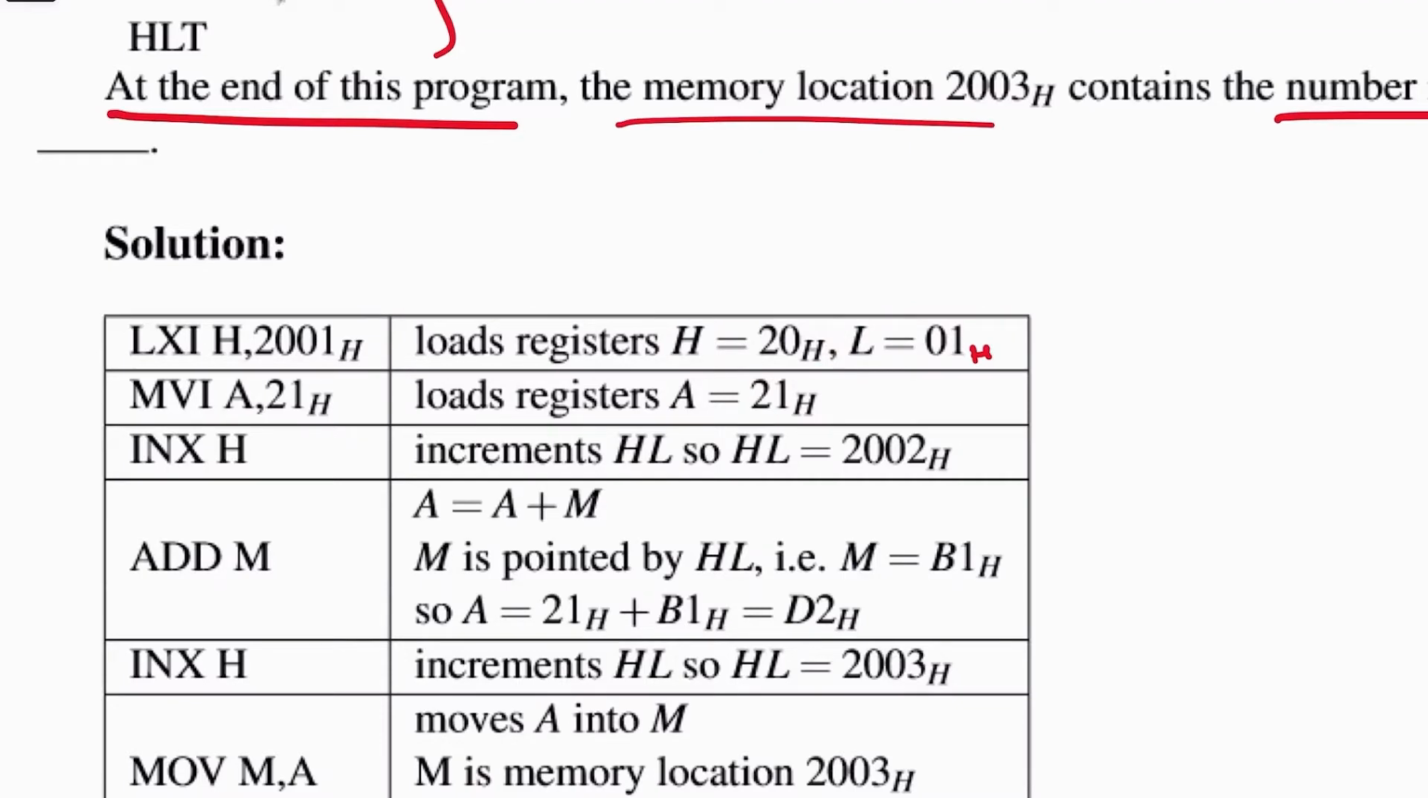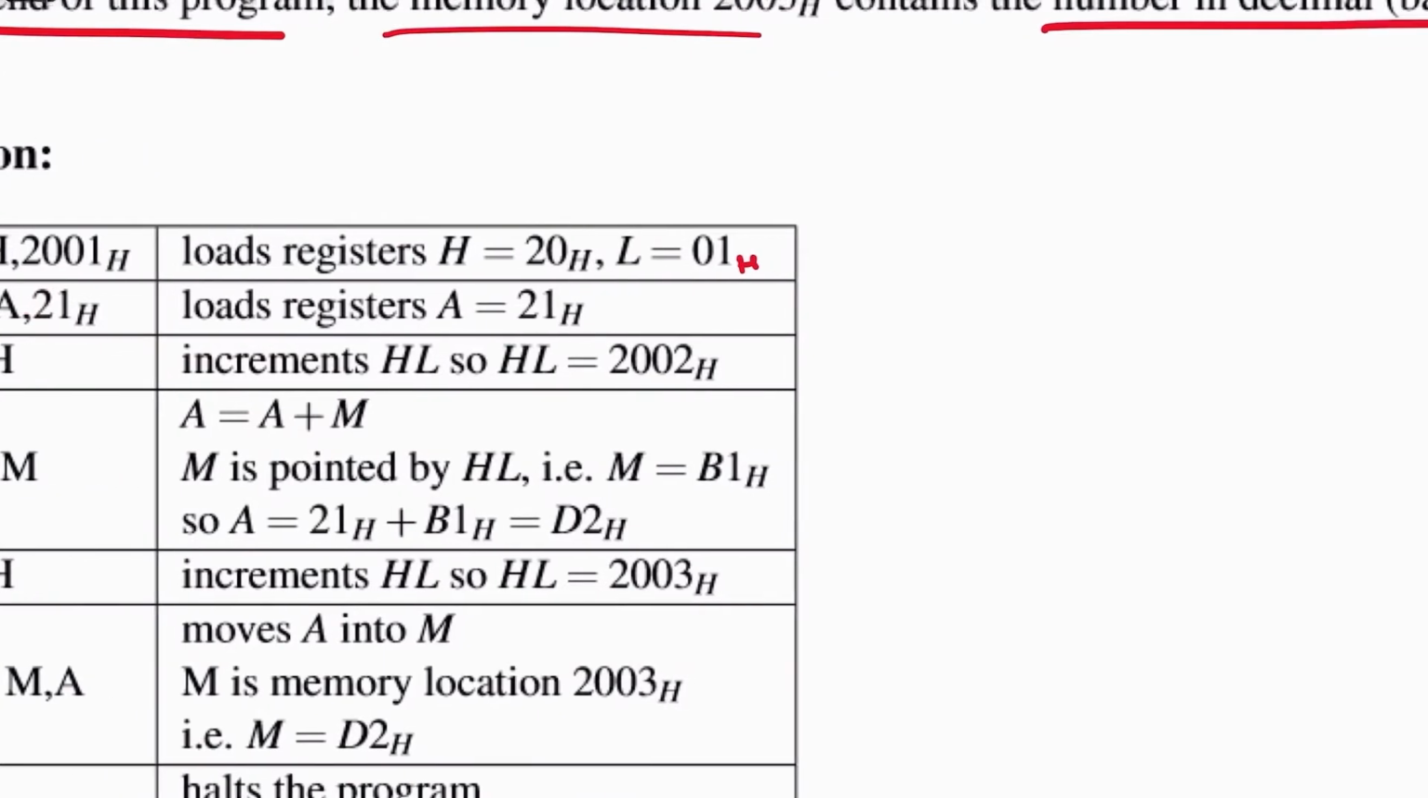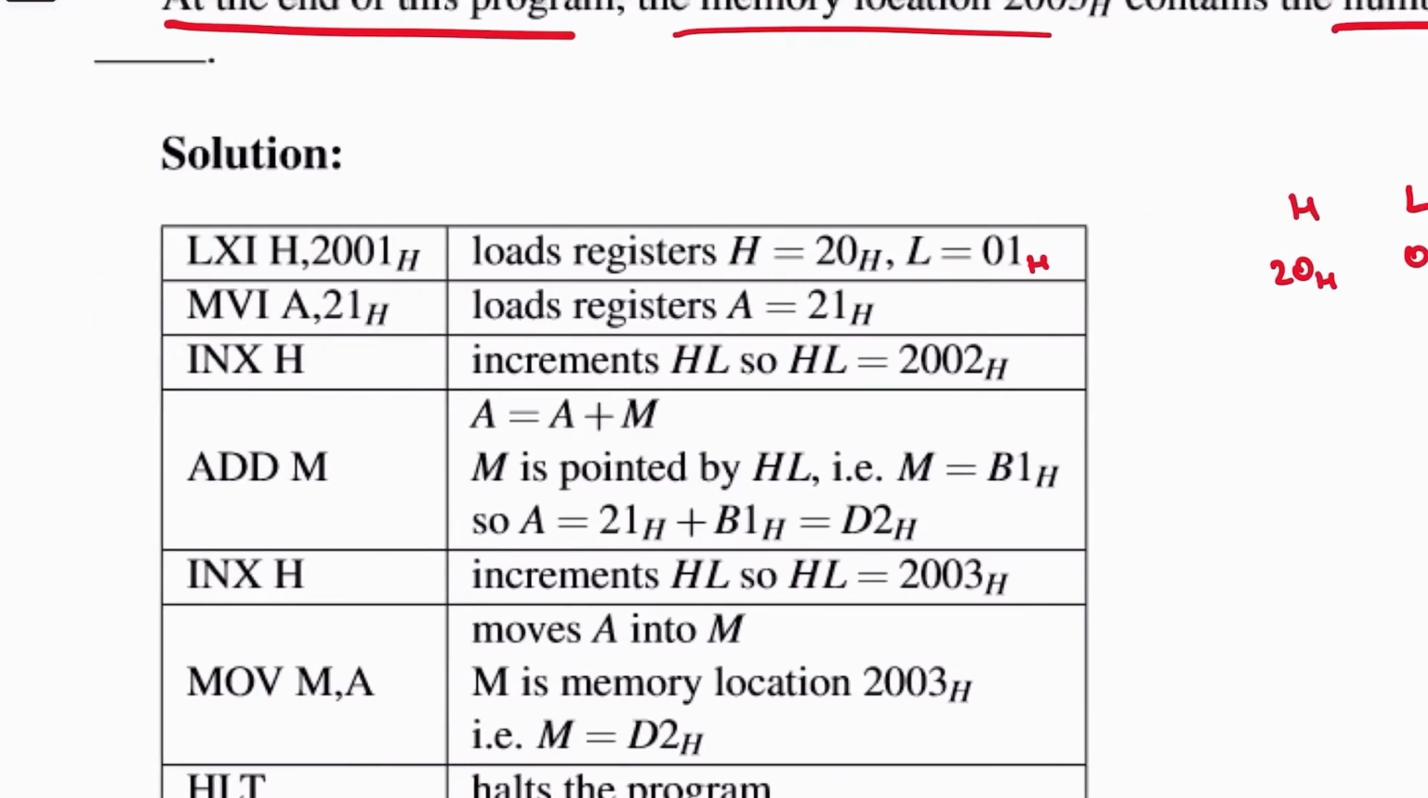And then we do move immediate, that is we move into the A register the data 21H immediately. So right now the H register, L register and A register have the following data. This has 20H, this has 01H and this has 21H, right?